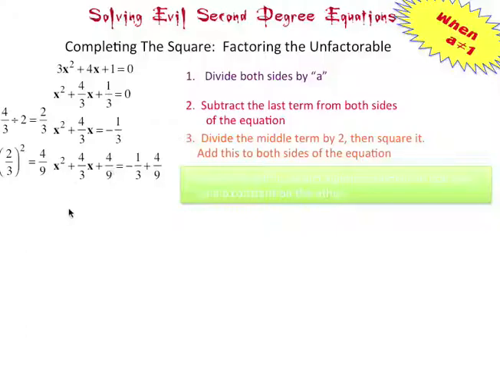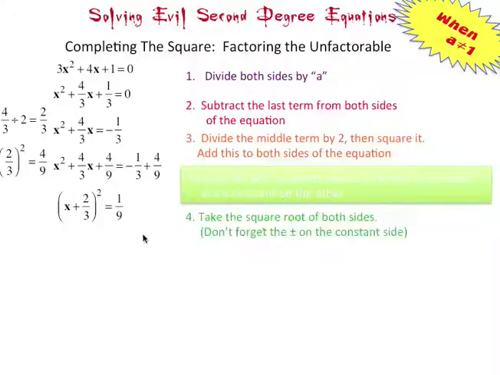So square root of the first term is going to be x plus the square root of 4/9 is going to be 2/3. So I'm going to have x plus 2/3 all squared is equal to 1/9. Take the square root of both sides, and don't forget the plus minus. So we have x plus 2/3 is equal to plus minus the square root of 1/9. But the square root of 1/9 is going to be 1/3. Okay, so 1's a perfect square and 9's a perfect square.